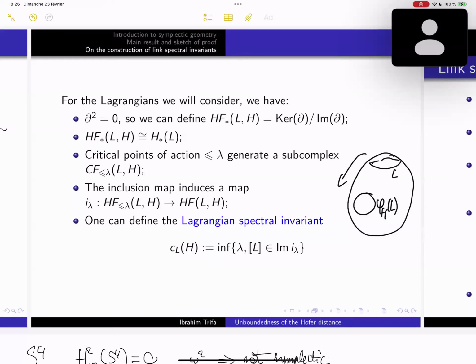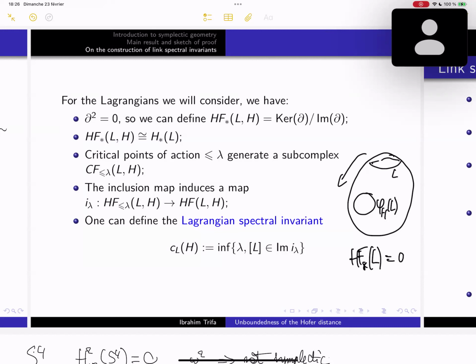In fact, when you can move L from itself, we say that L is displaceable by Hamiltonian diffeomorphisms. And for such a Lagrangian, you always have that HF star of L is equal to zero. But for us, this will not be the case. We will always have that the Floer homology of L is isomorphic to its Morse homology.